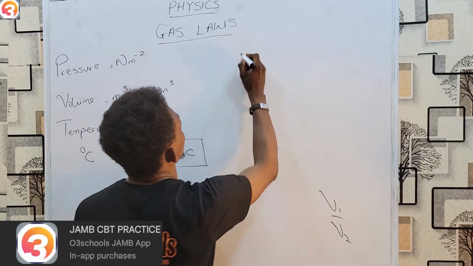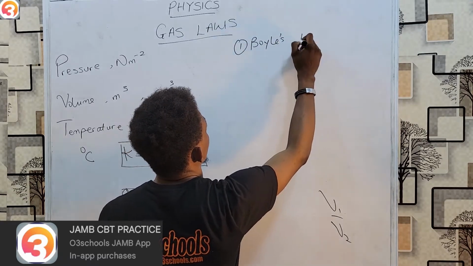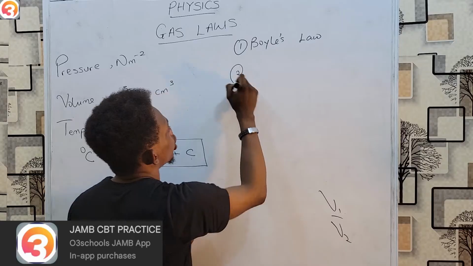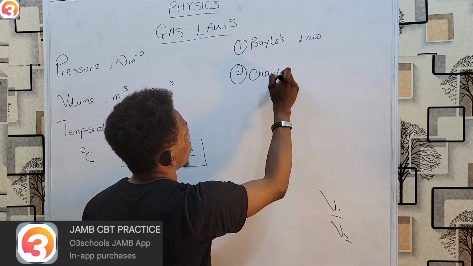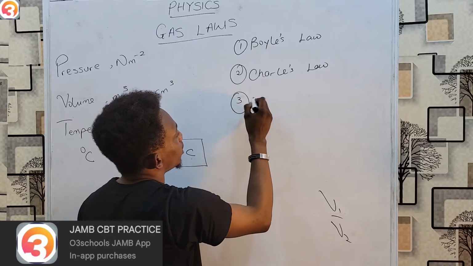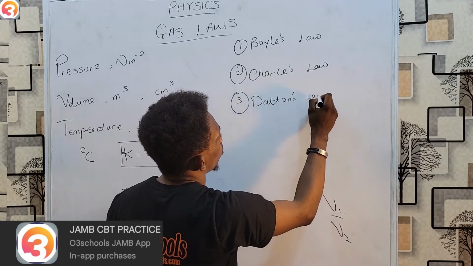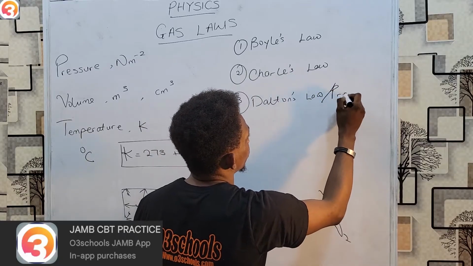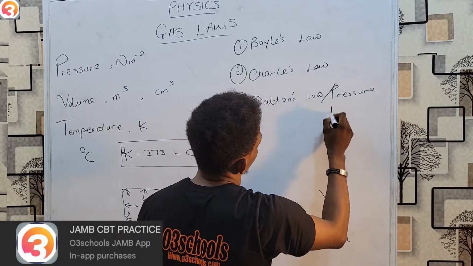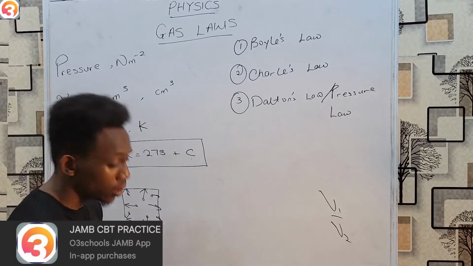Okay, now once we know these parameters, what are the laws we shall be looking at? There are several gas laws. There is Boyle's law. There is Charles' law. There is Dalton's law, also referred to as the pressure law. And those are the three basic laws we shall be looking at in physics.